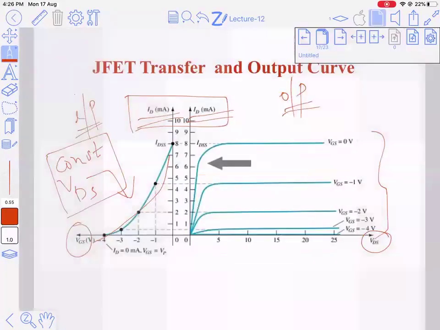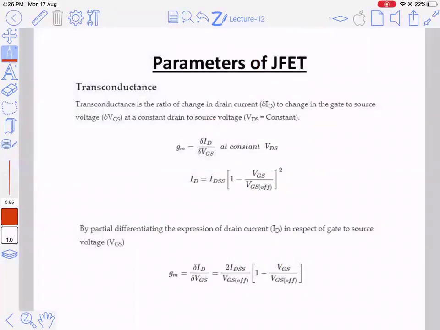Okay. So now let us look at, based on the transfer and output characteristics, some parameters of JFET. These parameters are very, very useful when we start analyzing the small signal parameters, and we draw the small signal model of JFET in our further modules. The first parameter of JFET is the transconductance.